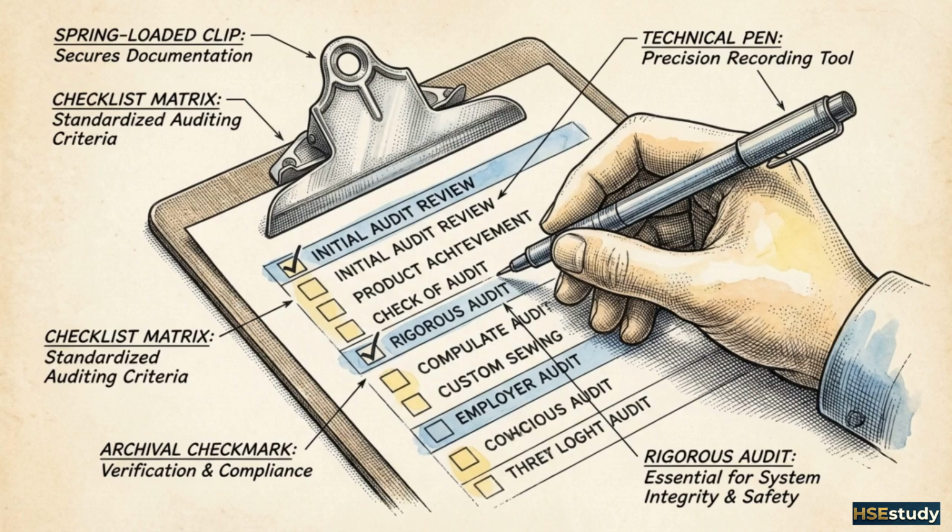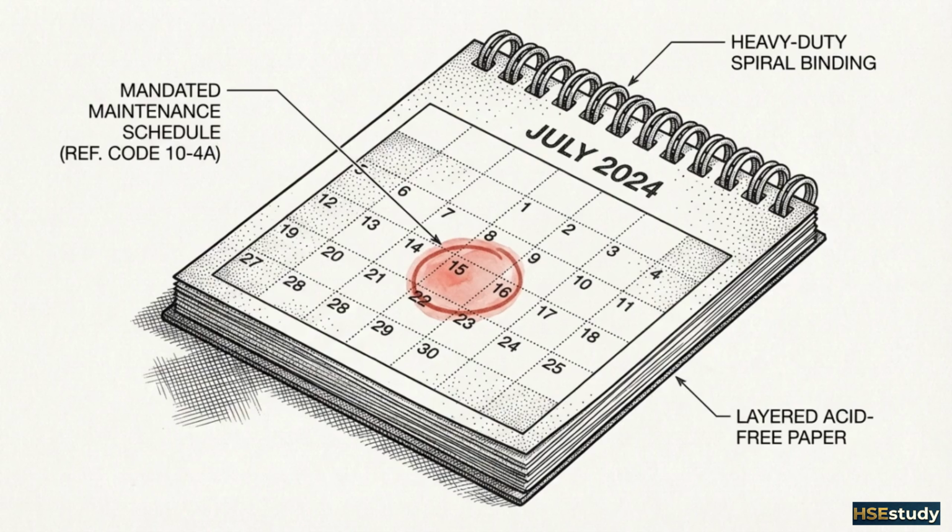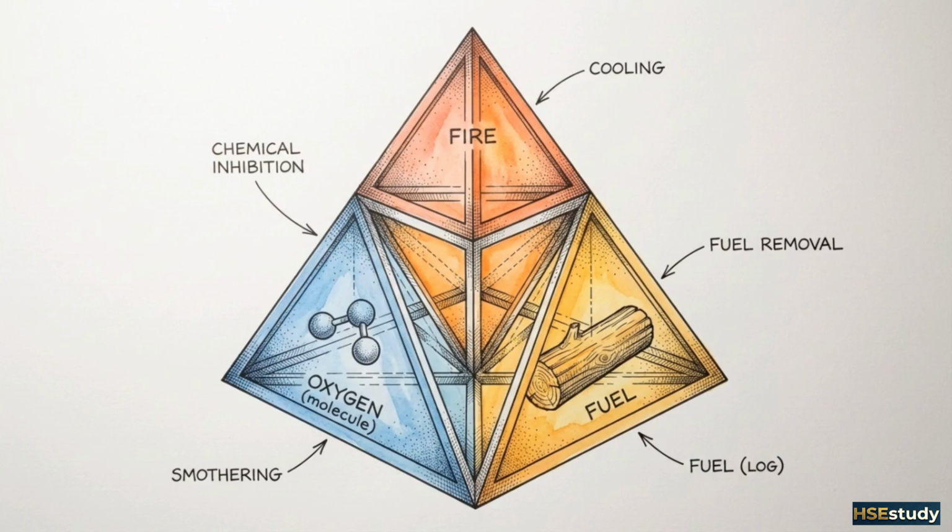Maintaining rigorous audits, understanding chemical suppression, and adhering to mandated maintenance schedules are the ultimate defenses against the physics of fire.